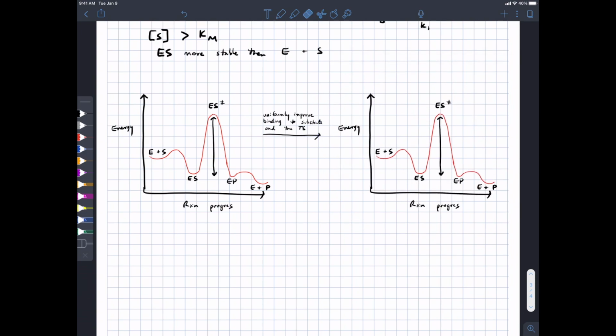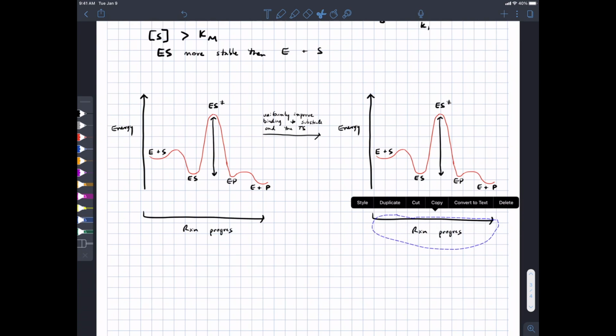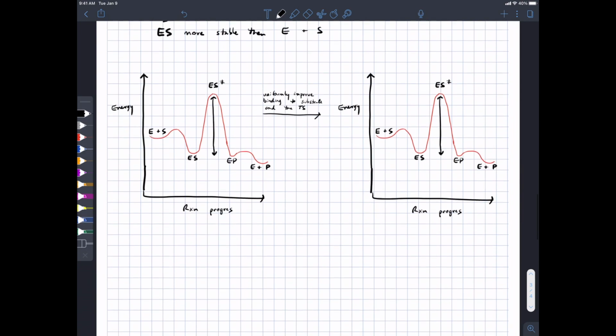And we may actually decide that we need a little bit more space on the y-axis. Don't you hate it when I do this and you're like, oh, it would have been nice to know that when we were writing it down in pen. All right, what would it look like to uniformly improve binding to substrate in the transition state?